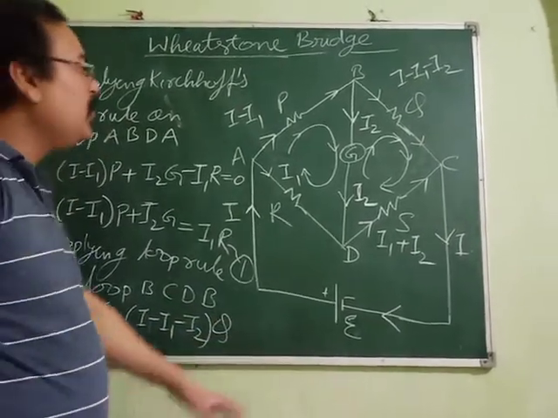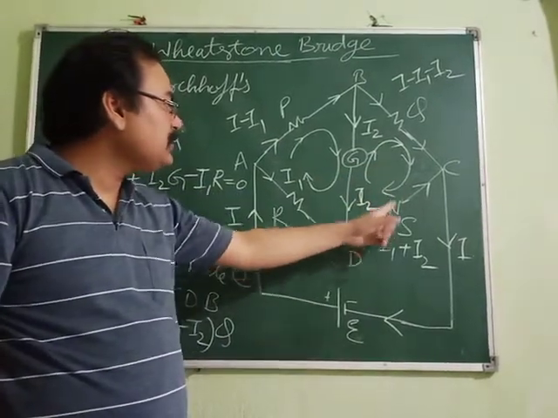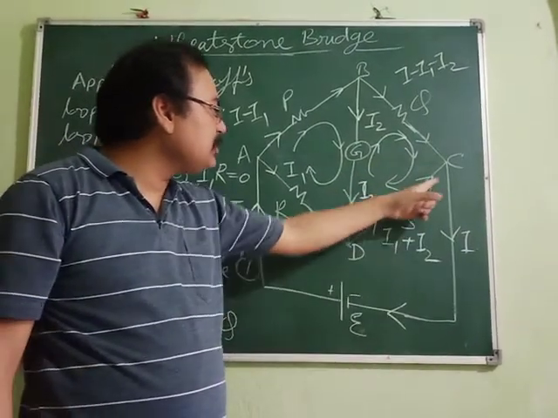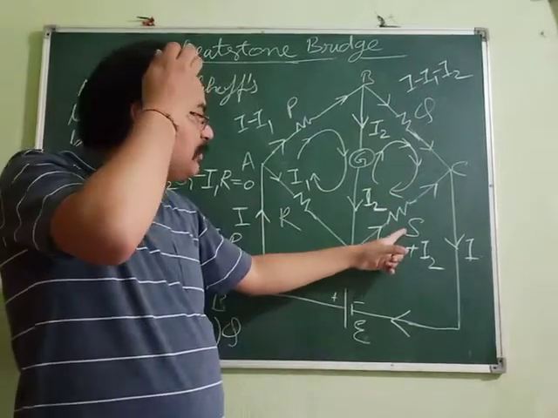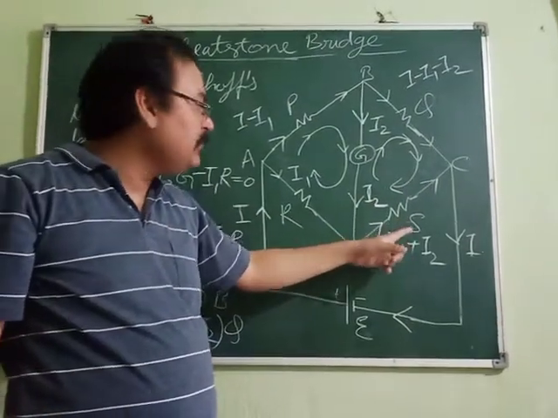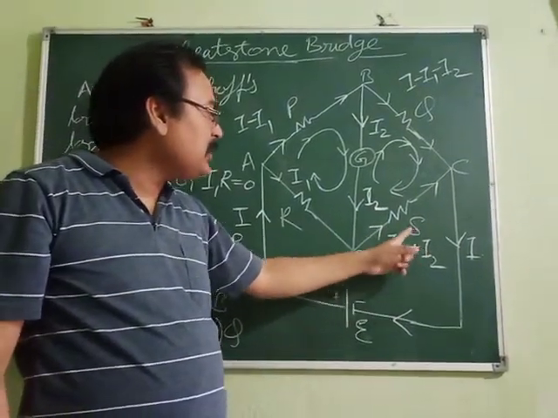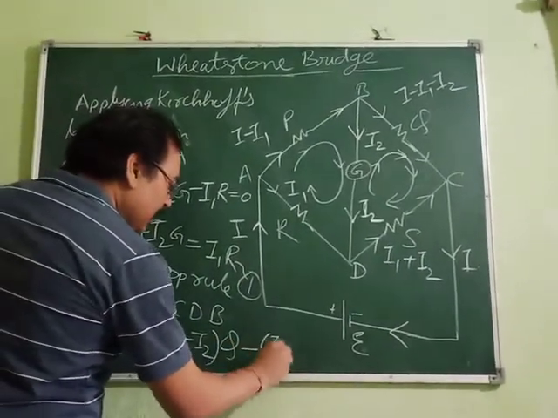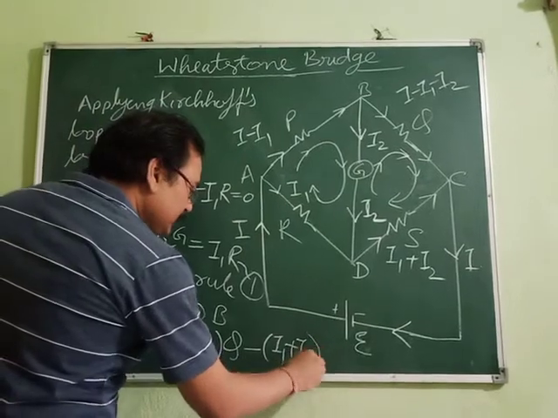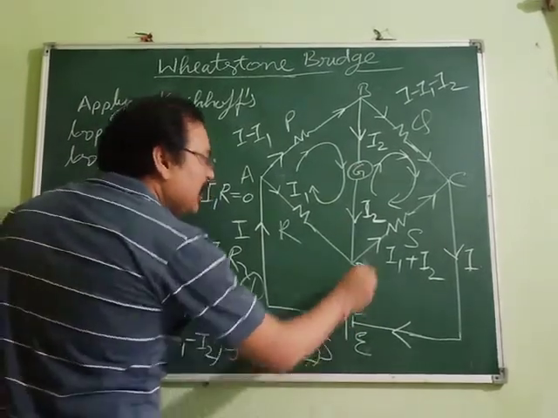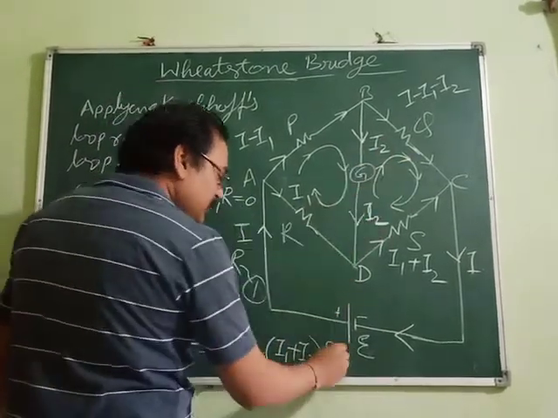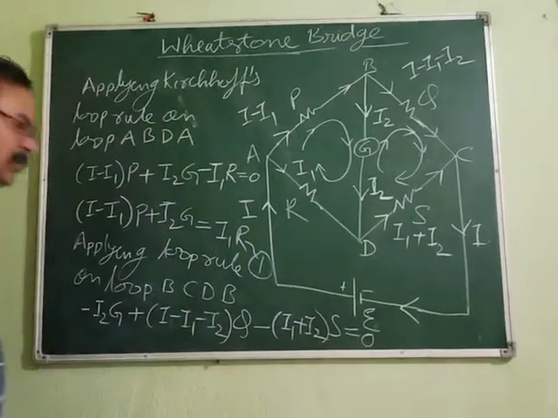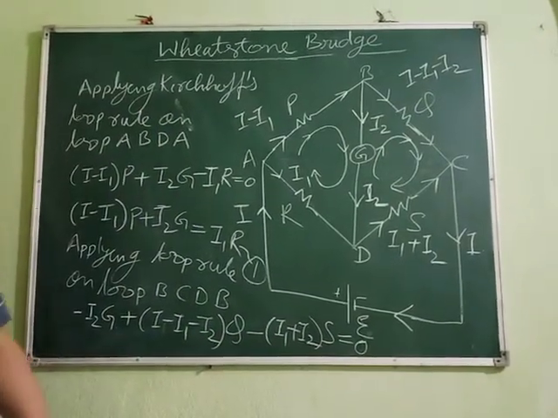Now, as we move ahead, we find this resistor, we are moving in this direction, current is in the opposite direction. So the potential drop will be negative. Current is I1 plus I2, and resistance is S. So we can write minus I1 plus I2 into S. And is there any EMF source in this also? No. So we can write equal to 0. So we got the second equation also.